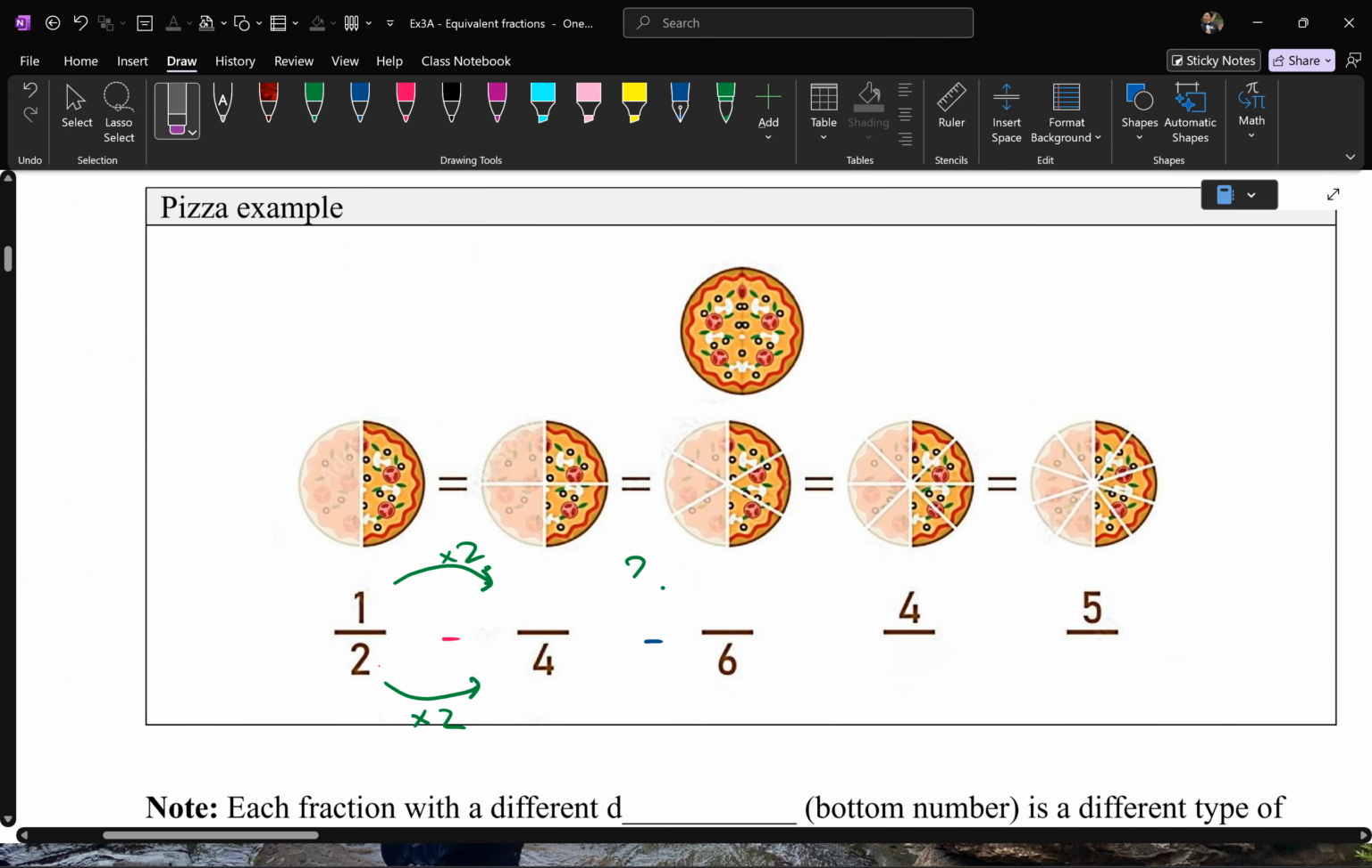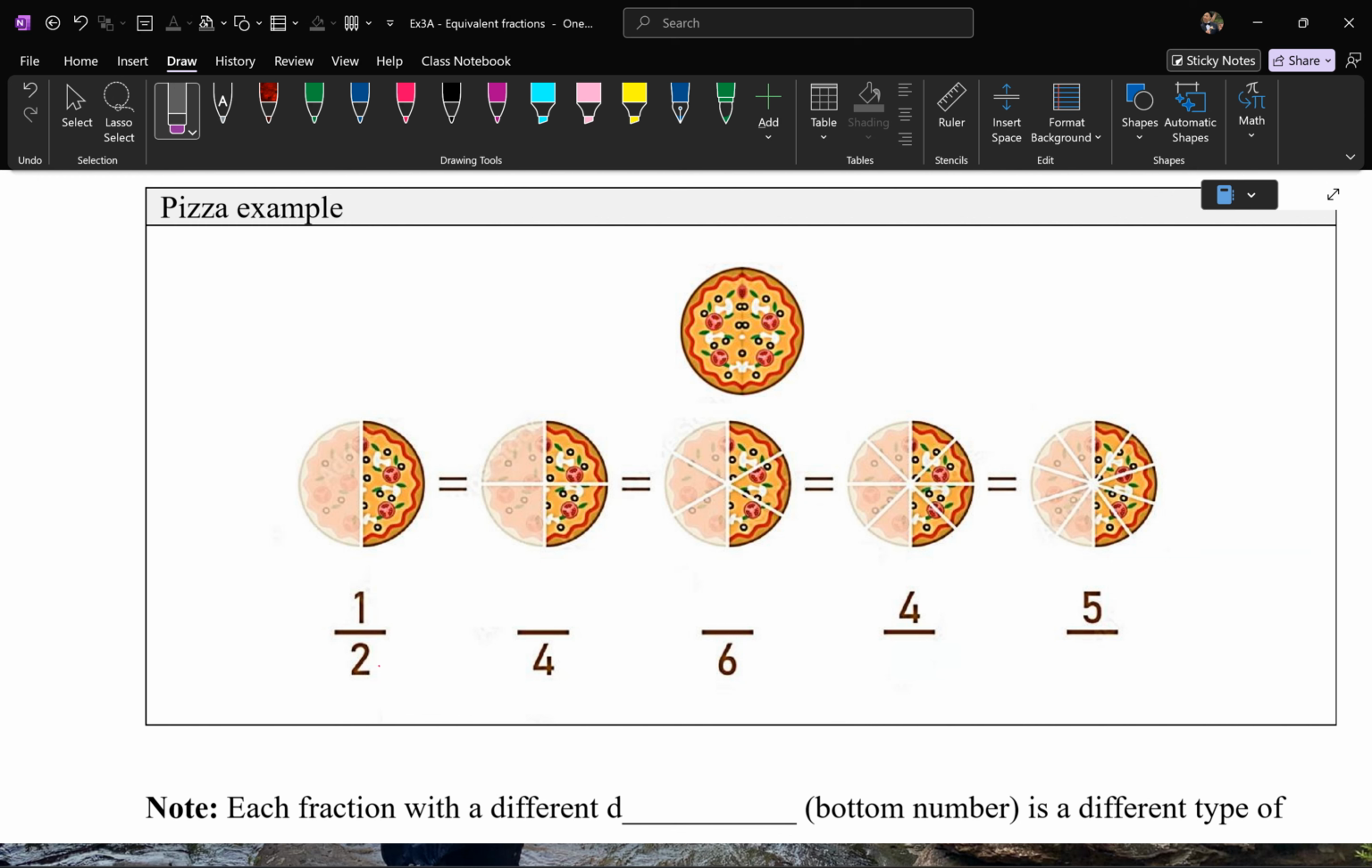Here's your pizza. I'm going to delete all of this now. Here's your pizza. You got one whole pizza. I haven't cut it yet. As soon as I decide to cut this pizza with one cut, how many pieces have I separated into? 2. So I've got 1. I've got 2. So a total, so I've got 2 pieces.